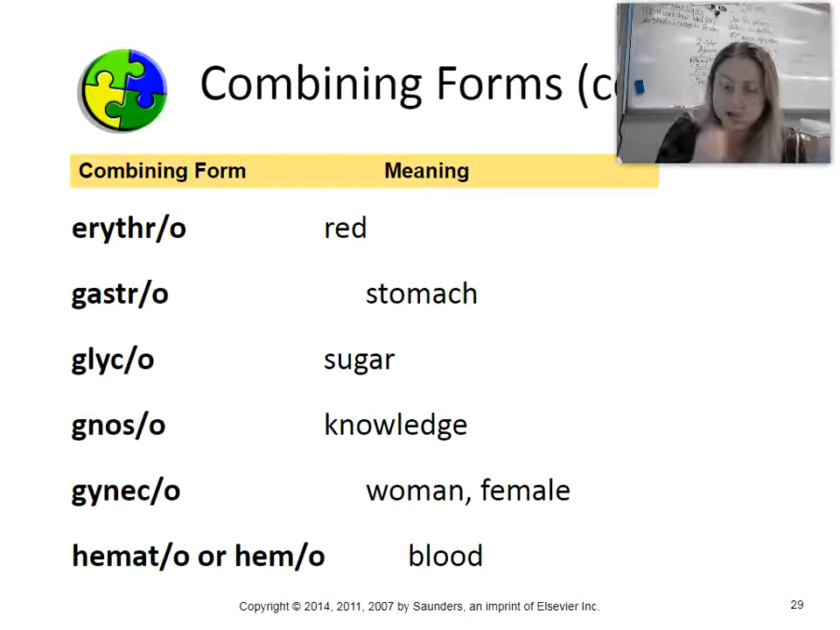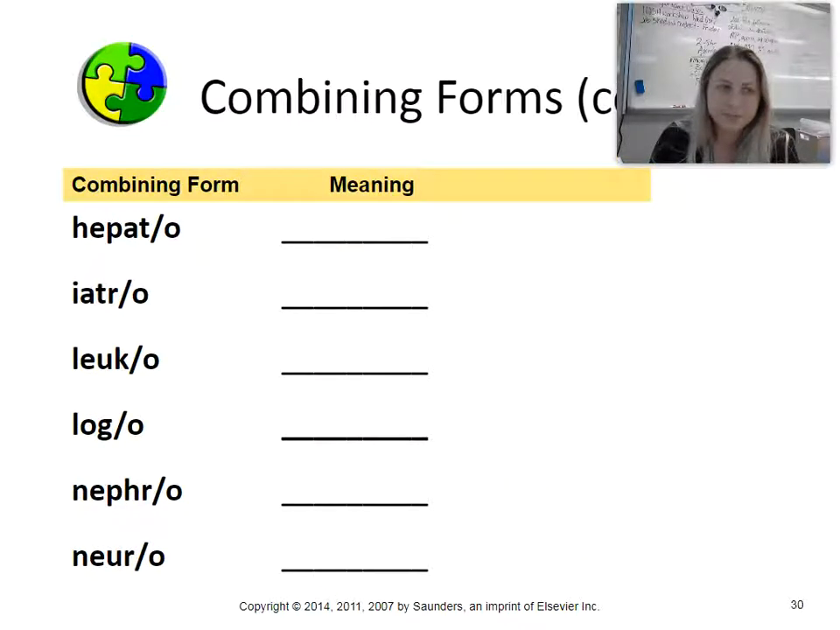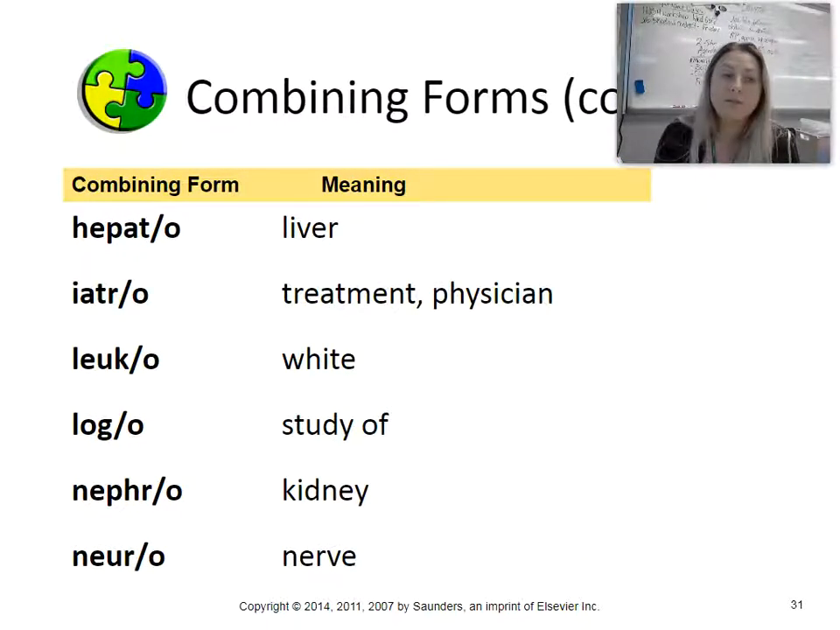Hemato or hemo, this is blood. If you've ever had blood drawn and you see a hematocrit level, that's a level that's in the blood. Hematology is the study of blood. Hepato is liver, so we see this a lot with hepatitis. It's a part of hepatitis. That means an inflammation of the liver, hepatitis.